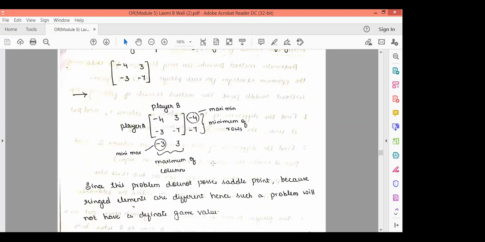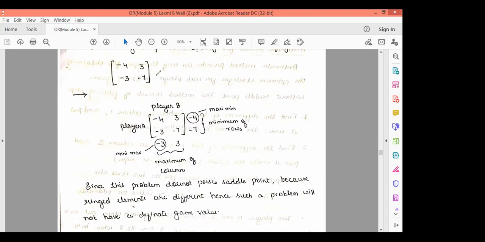Ma'am, so for such problems, we use the dominance method, right? Yes. So now we'll be finding the value of a game by means of a different method, as you have told. The dominance rule will be used to find out the probability of the different strategies that will be used by player A and B.